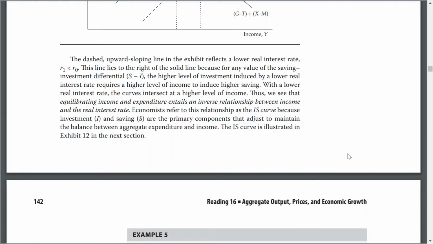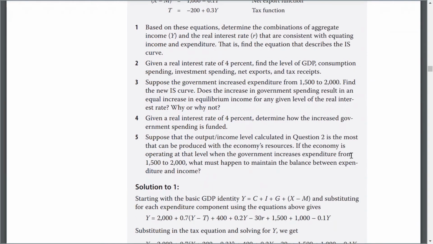Economists refer to this relationship as the IS curve because investment, I, and savings, S, are the two primary components that address and maintain the balance between aggregate expenditure and income. The IS curve is illustrated in Exhibit 12 in this next section. So here's the illustration of the IS curve.